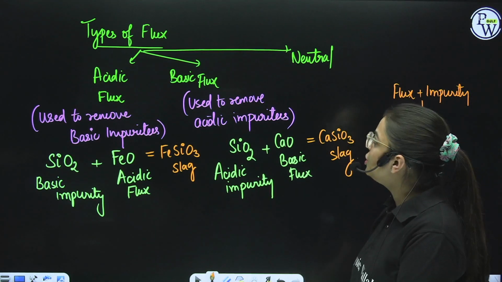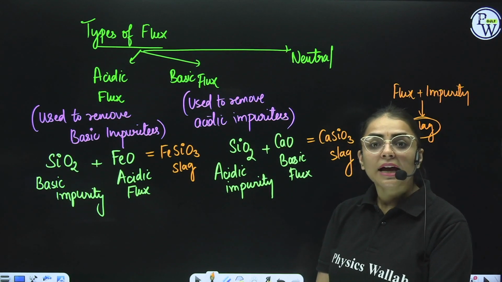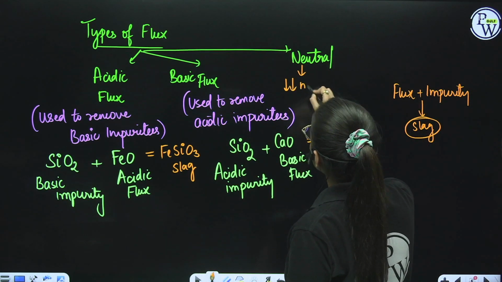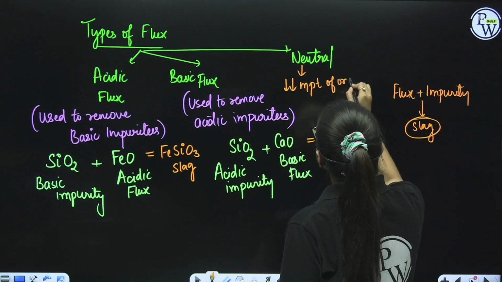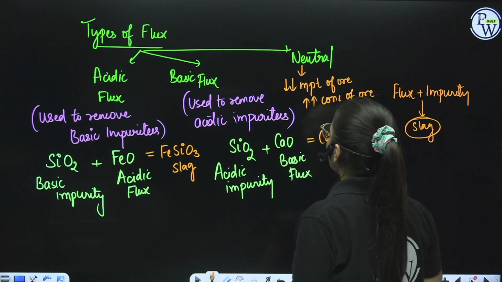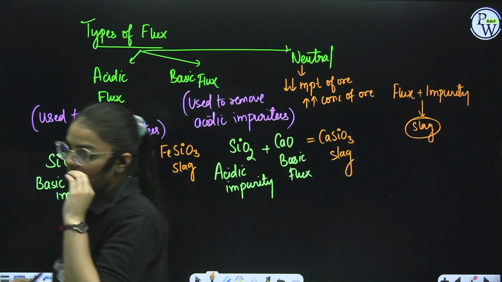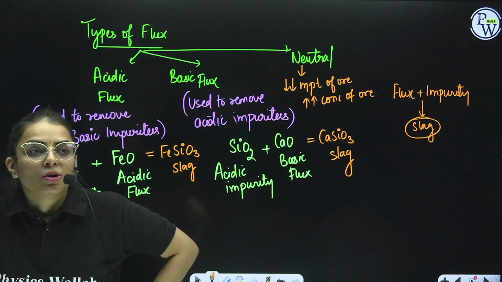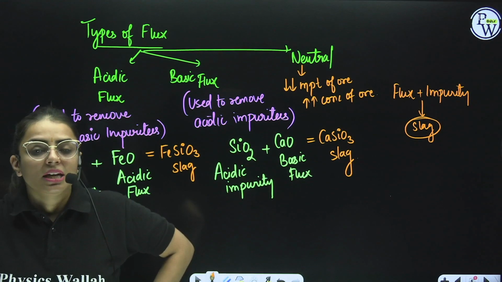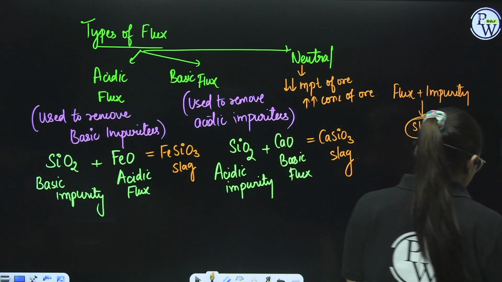Now again, the next part about neutral flux. Neutral examples are fluorospar and cryolite. These are the examples of neutral ones. And the role is basically that it is also going to decrease the melting point of the ore and increase the concentration of the ore. Neutral, the word itself says, exhibits both the properties. If we talk about the acidic one, it is going to remove the basic one. If we have the basic one, it is going to remove the acidic one. In neutral, fluorospar and cryolite are examples. Let's move on to the next one.